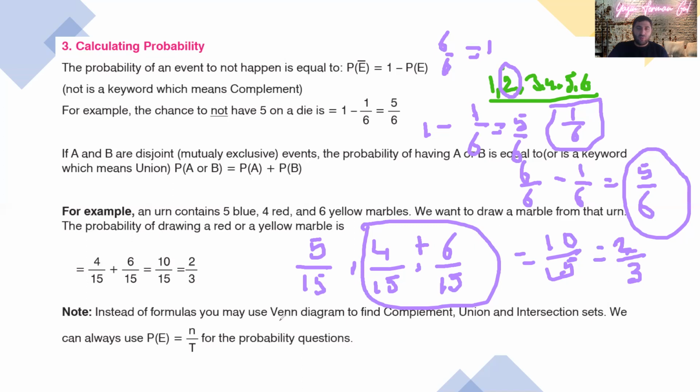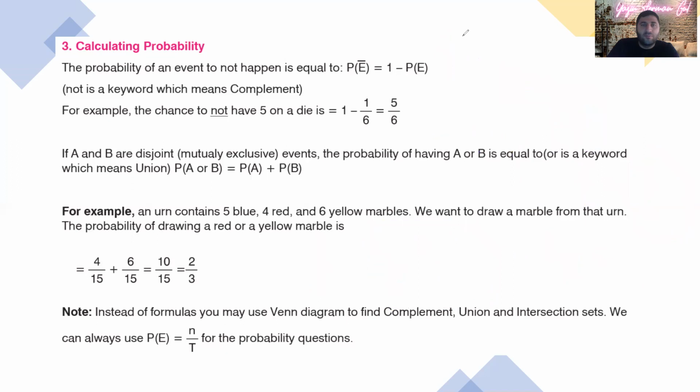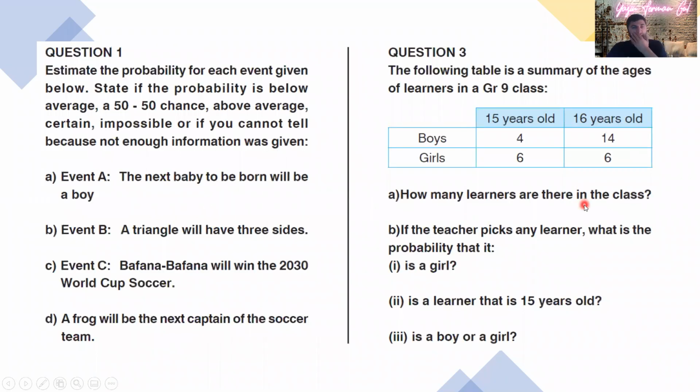Instead of formulas, you may use a Venn diagram with the complement, union, and intersection of sets. We can always use that for probability questions. We can use that as well, but we're not doing set operations, that's why we're not going to do that. Right, so next question. There are a few questions here.